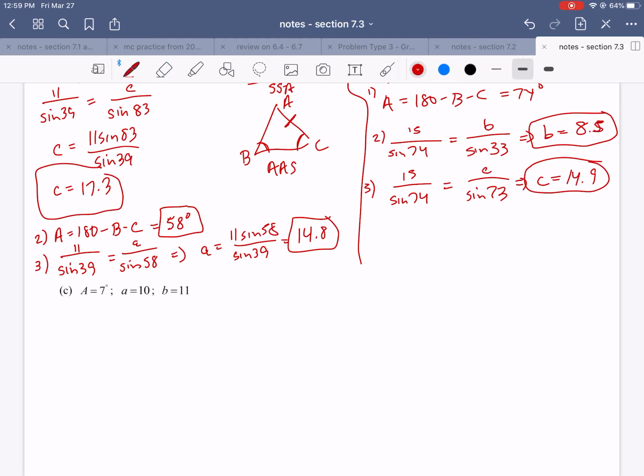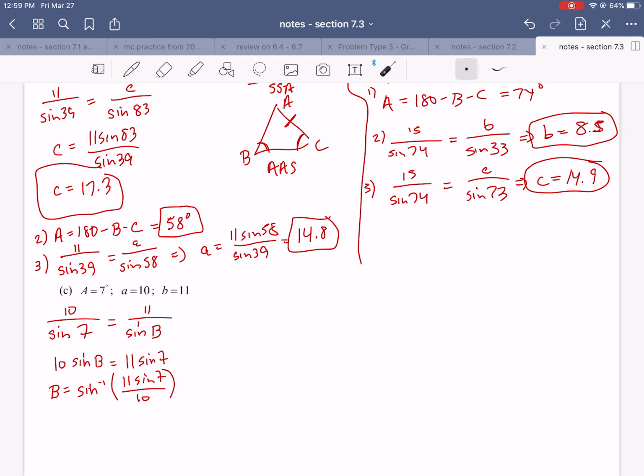We're going to start by setting up this A ratio. So 10 divided by the sine of 7 degrees. I'm going to set that equal to the B ratio, which is going to be 11 divided by the sine of capital B. If we cross multiply and divide, we get 10 times the sine of B is equal to 11 times the sine of 7. Which means that B is going to equal the sine inverse of 11 sine 7 divided by 10. I had to divide by this 10 to move it to the other side.